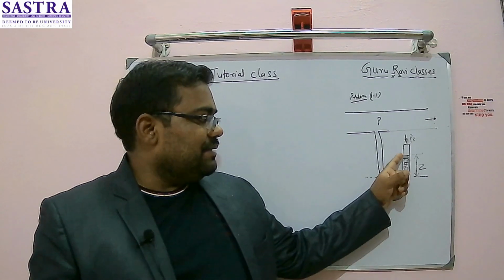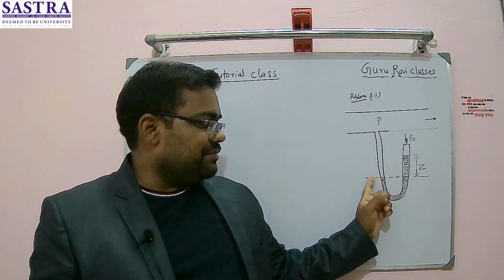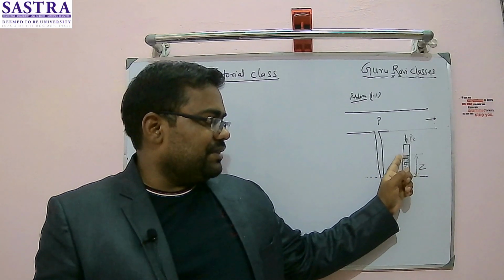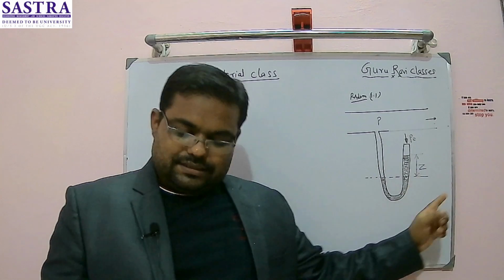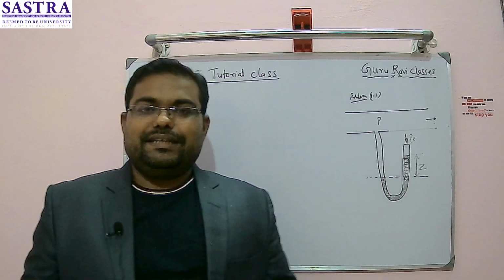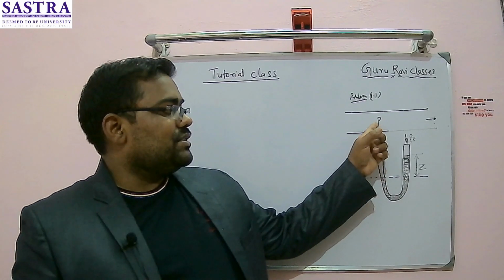So this is the difference in mercury level. This left limb mercury level is here, right limb mercury level is here. This difference is given as 562 millimeter. Calculate the gas pressure. So we need to measure this pressure.